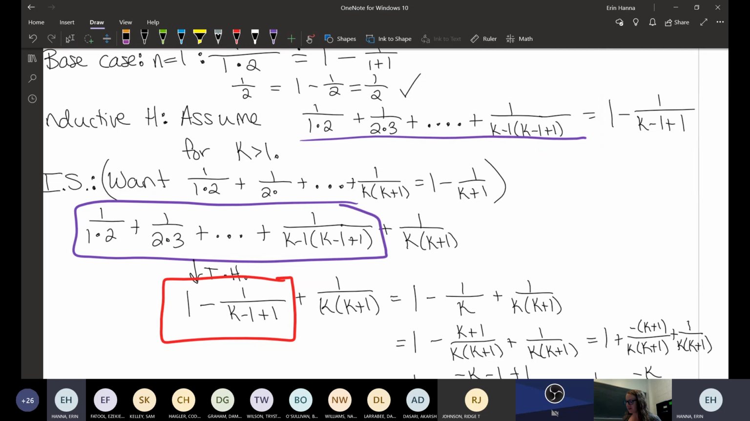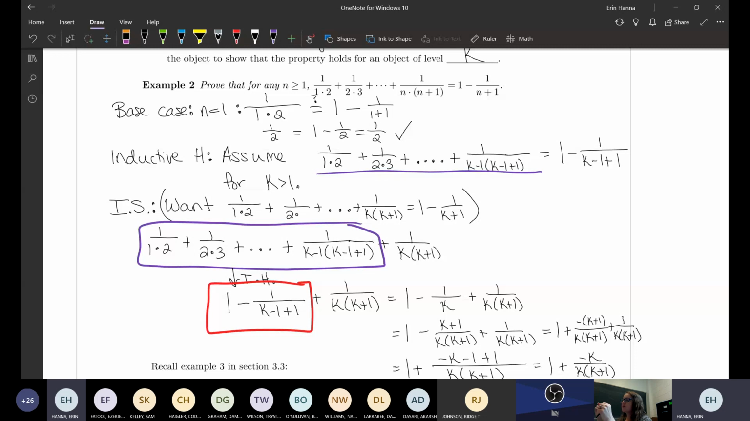So the base case was essentially just that first term, that 1 over 1 times 2. And that was equivalent to 1 minus 1 over 1 plus 1. We showed that those were both equal to 1/2. We assumed that it was true all the way up to k minus 1, which gets me that thing that I underlined in purple. And I say that that's equal to that piece on the right.